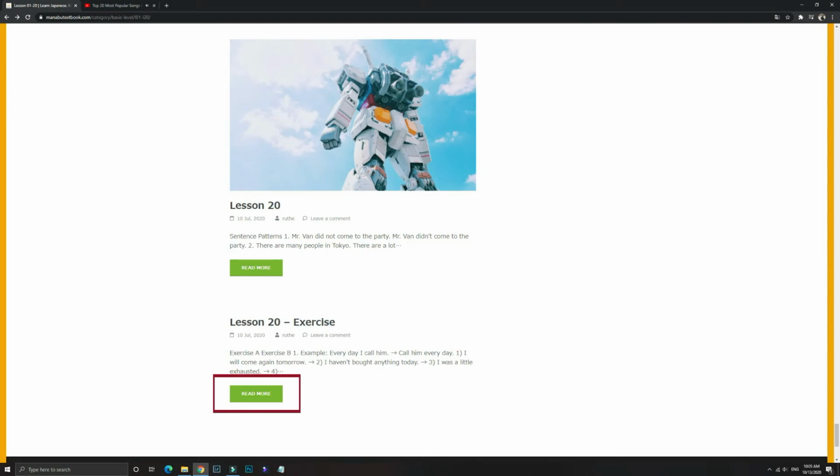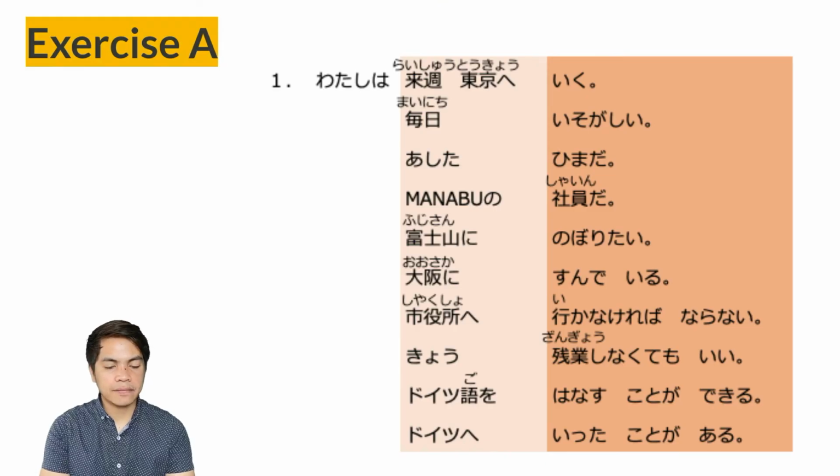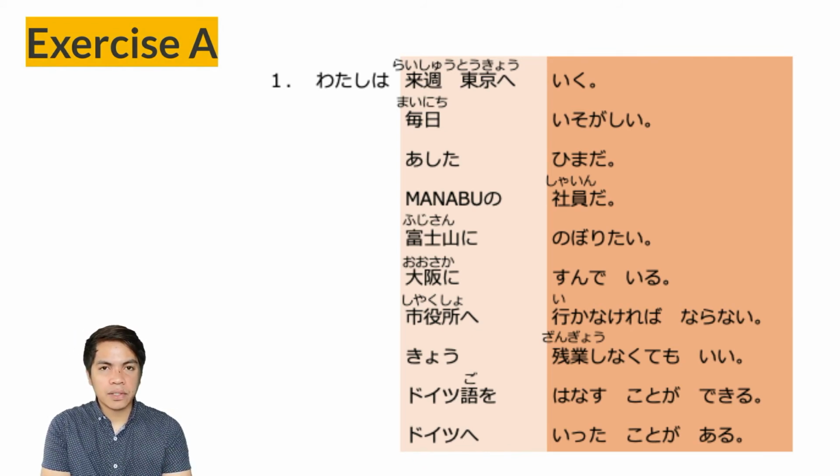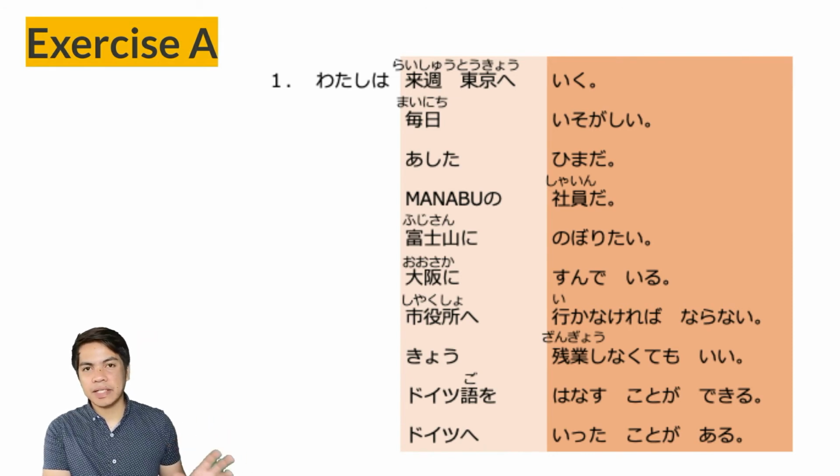Exercise A, example sentences. Let's read the first line. Watashi wa raishu Tokyo e iku. Watashi wa raishu Tokyo e iku. So from the verb ikimasu, the plain style for ikimasu is iku. I'm going to Tokyo next week. Next line. Watashi wa mainichi isogashii. Isogashii desu. Just remove desu. It now becomes plain style.